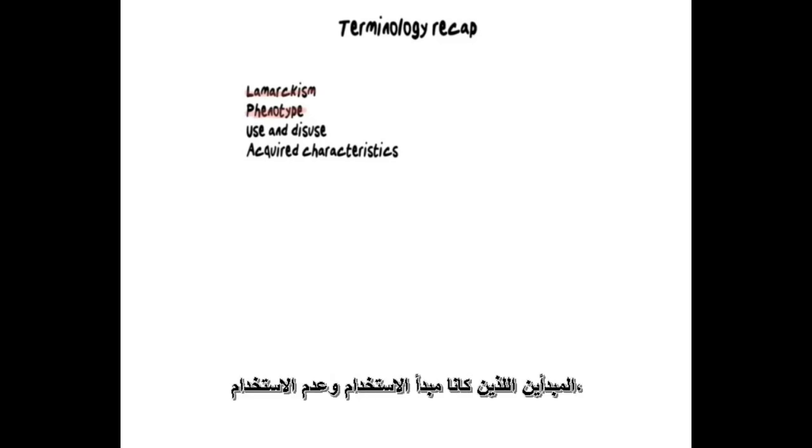And then we looked at his two principles, which was the use and disuse principle. Use it more, becomes stronger. Use it less, becomes weaker, and then eventually disappears. And then the acquired characteristics, those are the ones that are accumulated during the course of the organism's life and then passed on to their offspring.